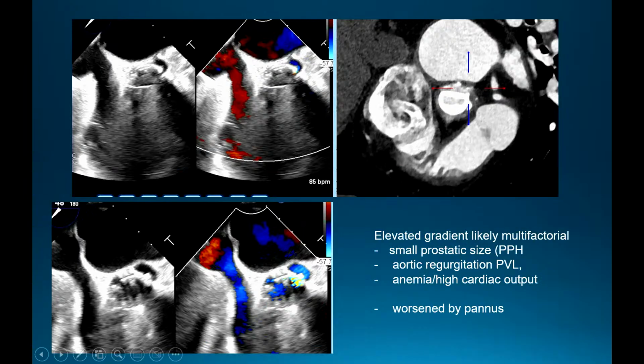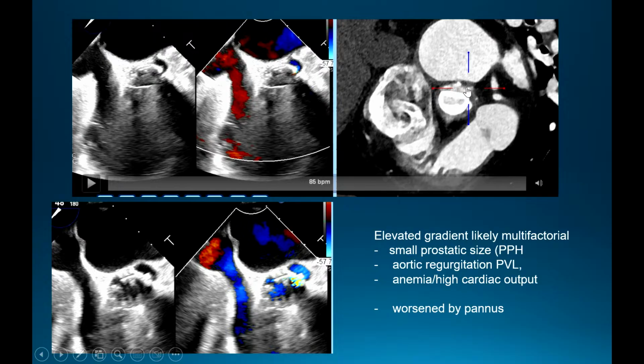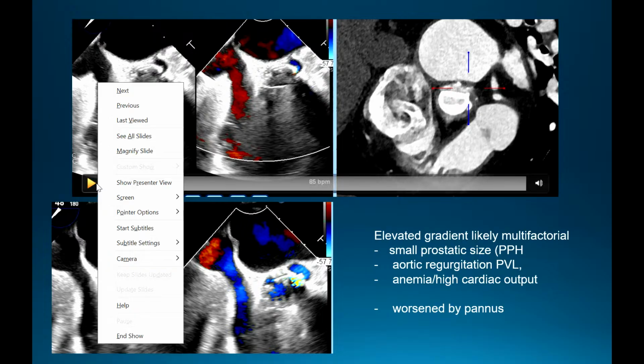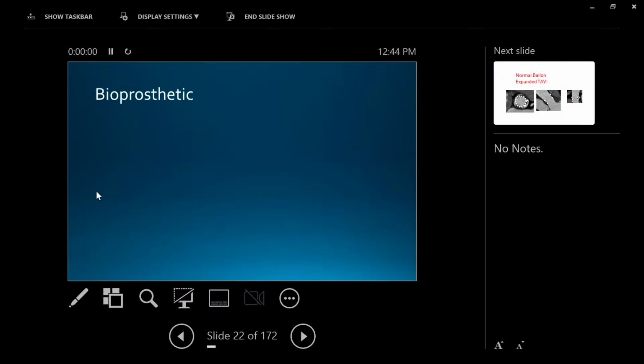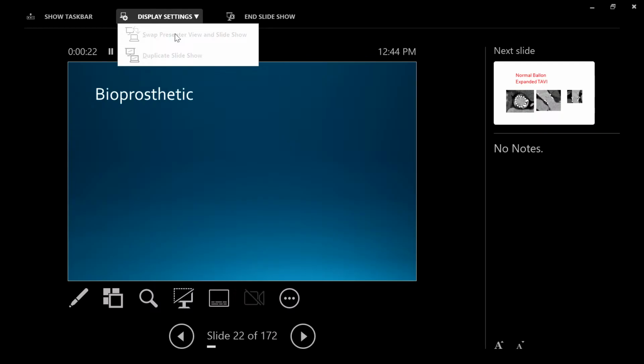Again, this is another attempt in a parasternal short axis of the aortic valve, and in the, oh, I'm sorry. All right, how do I get back here? How do I go back to the presentation mode? Here? Sorry. Excuse me.